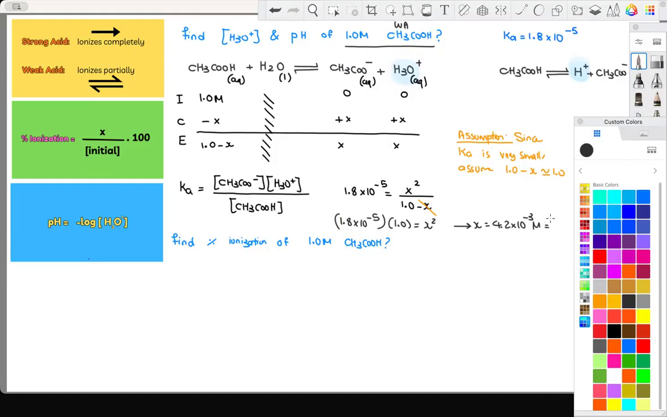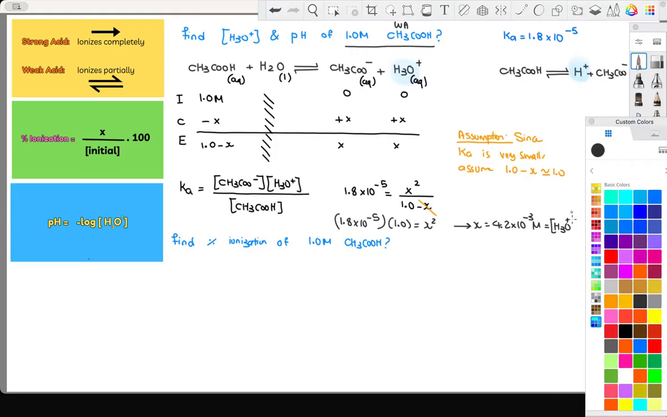And X is essentially the concentration of both the products, which is hydronium ion and the acetate ion, but we're more interested in the concentration of hydronium ion, because the question was asking for it. So now we have that concentration.